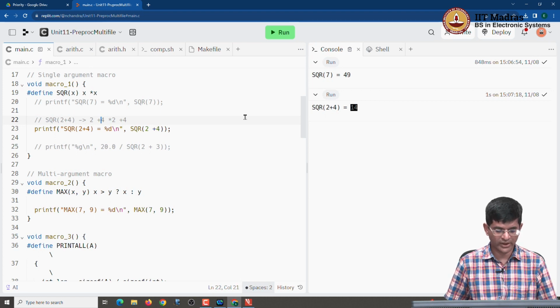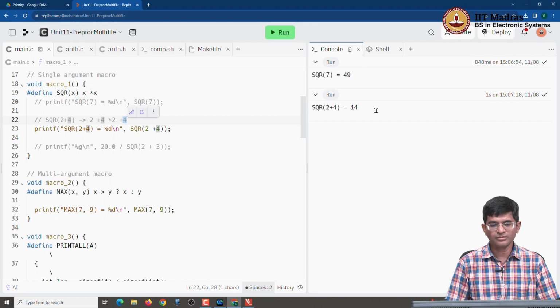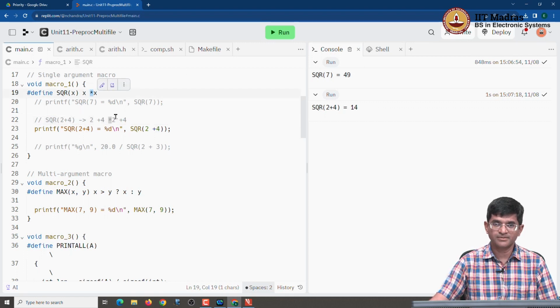So how does it get evaluated? First I take 4 into 2, which is 8, and then I do this 2 plus 8, which is 10, and 10 plus 4, which is 14, which is the result that I got out here. Why did this happen? Because this star operation had a higher precedence than the plus operation that I actually put into the argument of the macro.